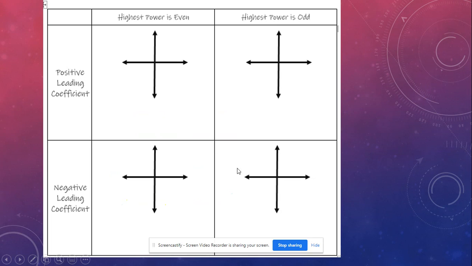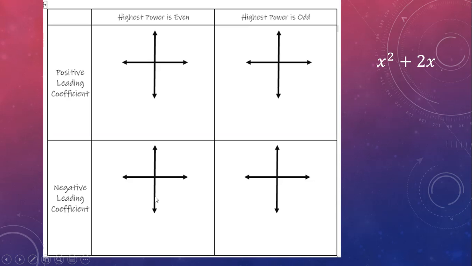End behavior is fairly simple. Try not to overcomplicate it. We'll fill out this chart. If you still don't know what's going on, we've got plenty of examples on the next page, and then we will even practice in class. So let's see what this chart is telling us.